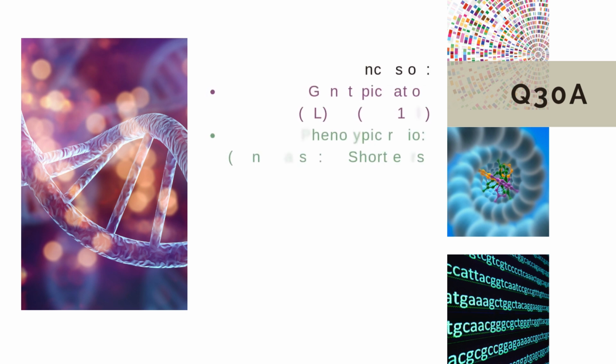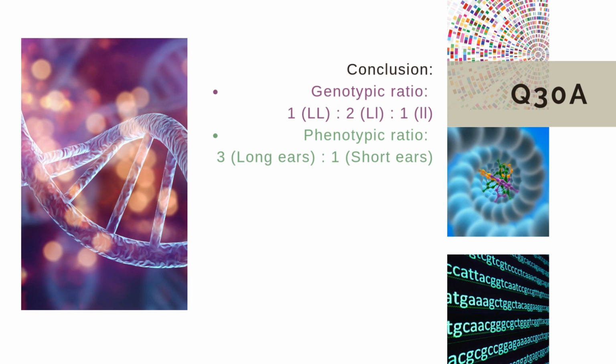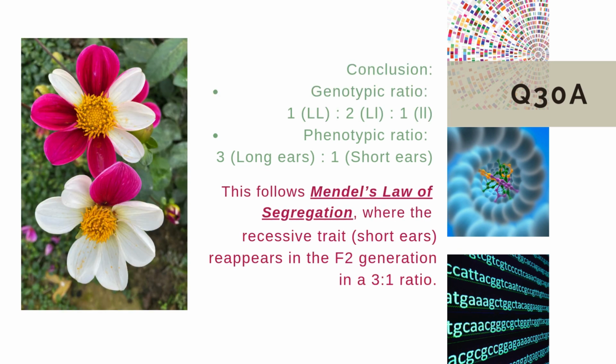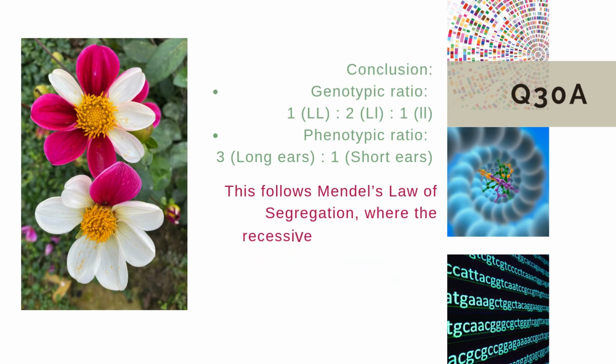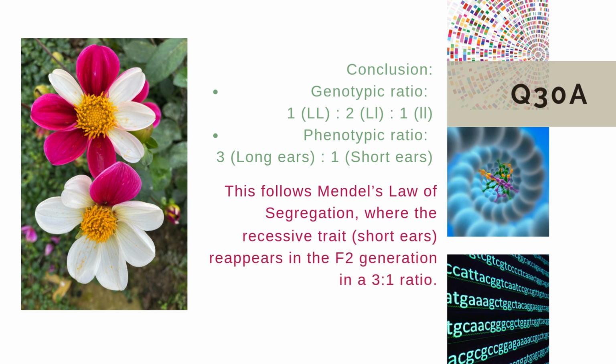So, this is what the conclusion is. And this follows Mendel's law of segregation, where the recessive trait reappears in the F2 generation in a 3 is to 1 ratio.